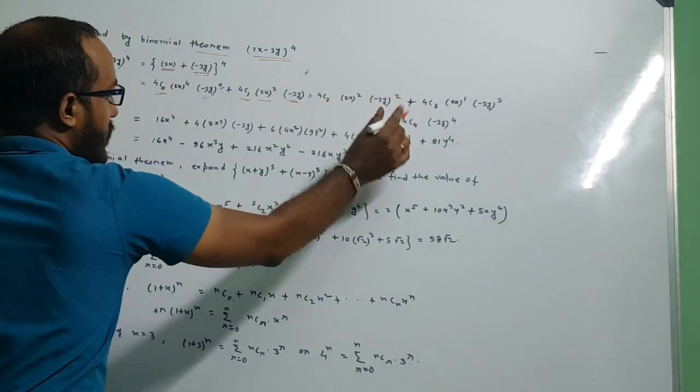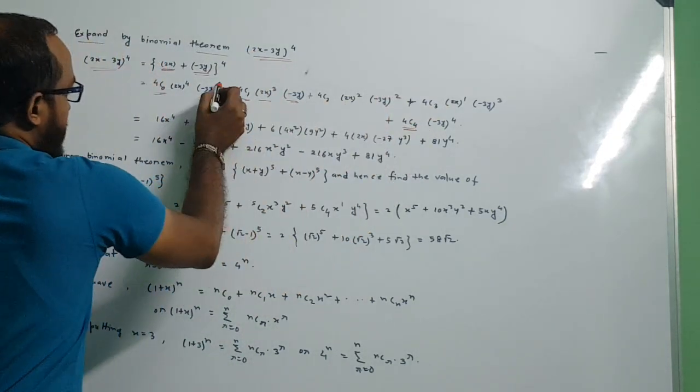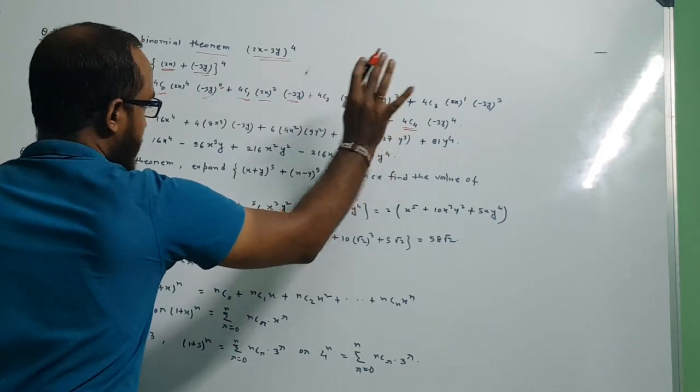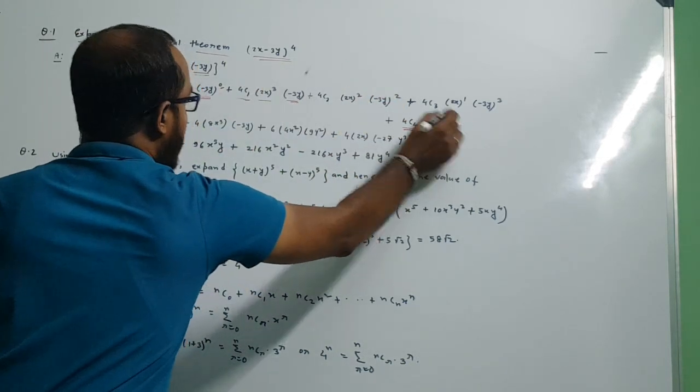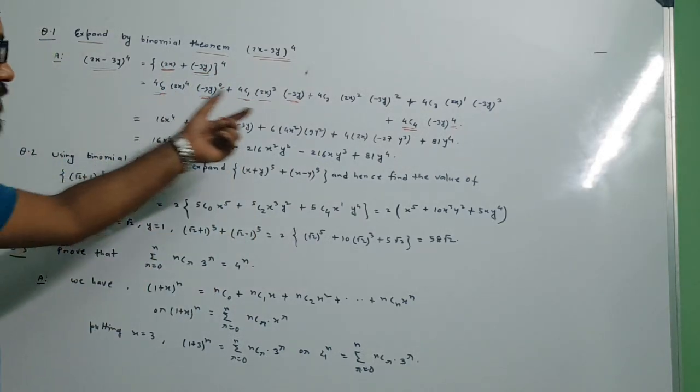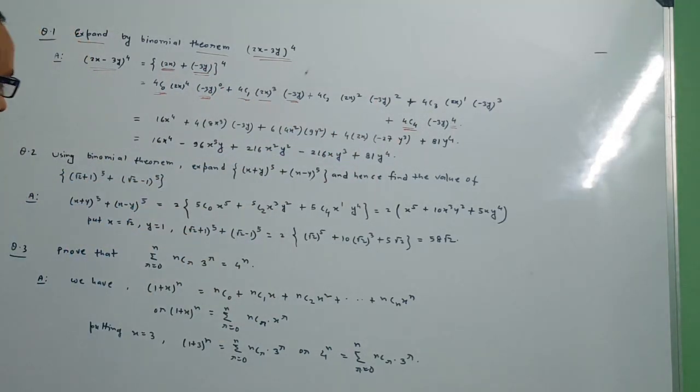Then continue up to 4, nC4, then this term would be 4 minus 4 is 0, that term is omitted, and this term would be minus 3y to the power n. What is n? n is 4. So up to 4 terms we have simplified this term.